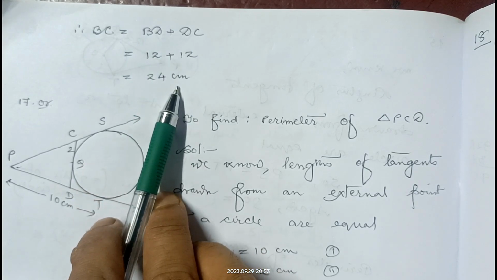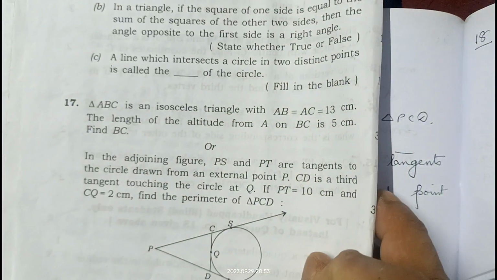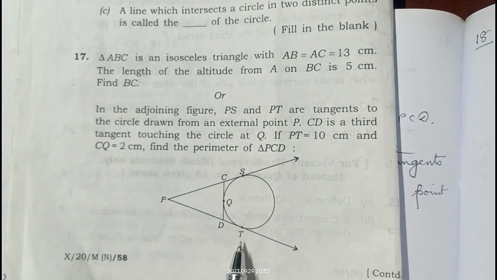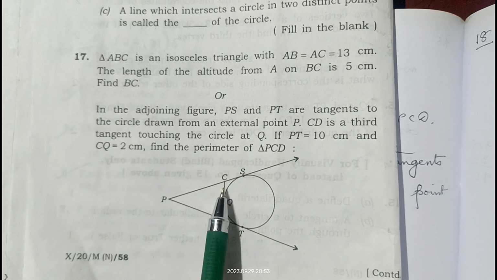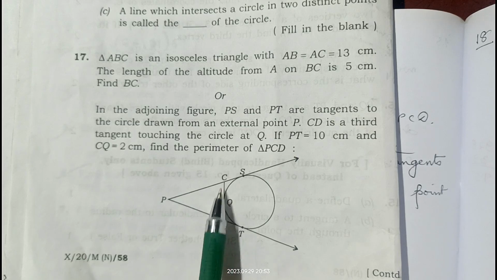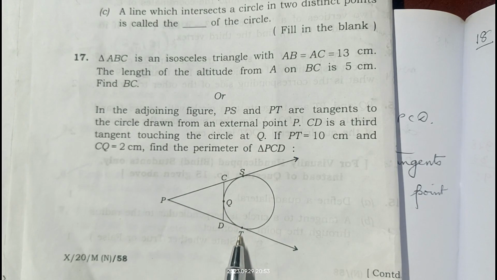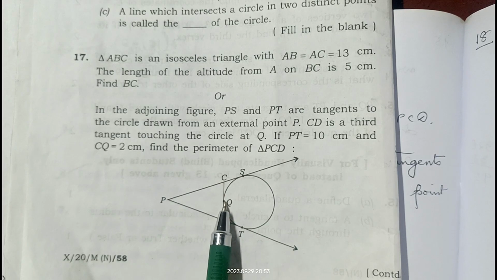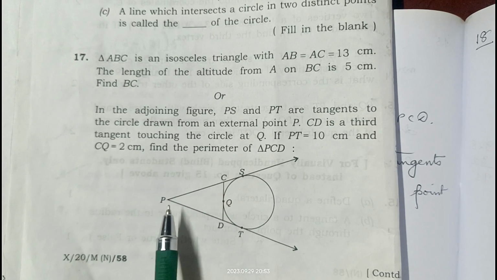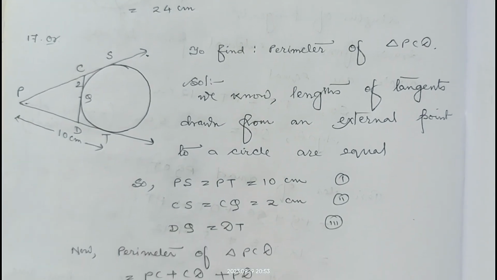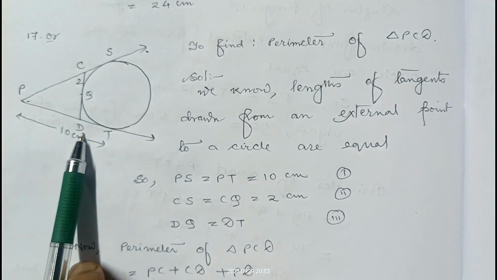In the second part, it is given that in the adjoining figure, PS and PT are tangents to the circle drawn from an external point P. CD is the third tangent touching the circle at Q. If PT is 10 centimeter, CQ is 2 centimeter, we have to find the perimeter of triangle PCD. Here it is given that triangle PCD's perimeter is to be calculated.